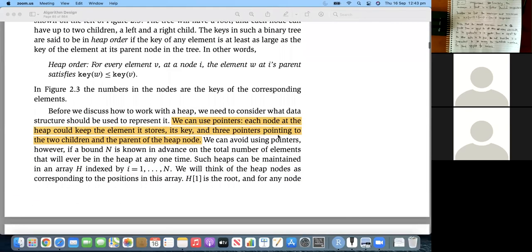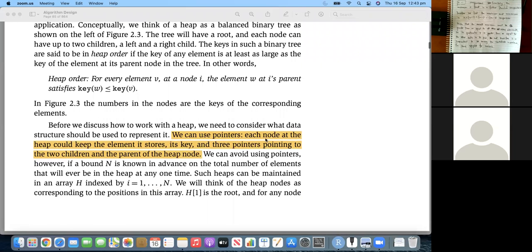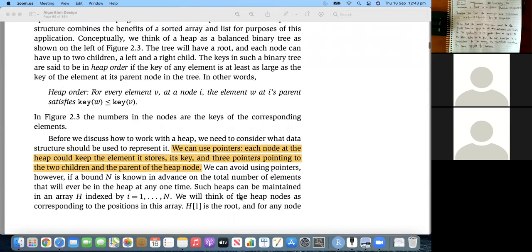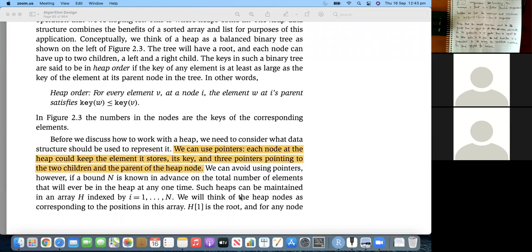Thanks. Okay. So just with heaps, basically when you store heaps, you can use pointers. Each node at the heap could keep the element it stores, its key, and 3 pointers. But what's the difference between the element each node stores and the key? Let me just double check this. So this is heaps, because I thought we were just storing one number, which was like the key. Each node at the heap.